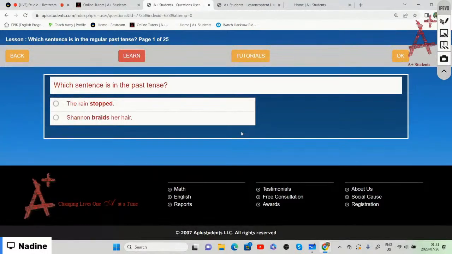Which sentence is in the past tense? We are now going to select the sentence that is in the past tense. The rain stopped, or Shannon braids her hair. We need to select the sentence that is in the past tense. Is it the rain stopped, or Shannon braids her hair?